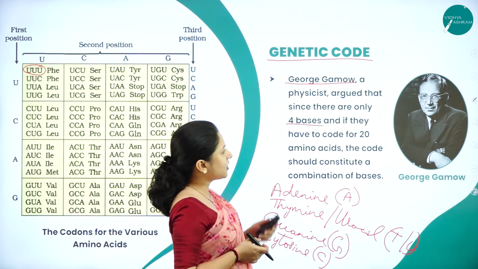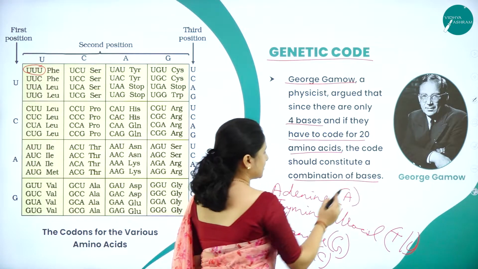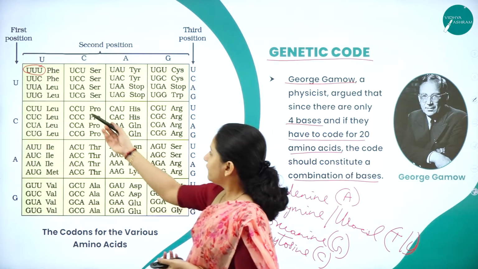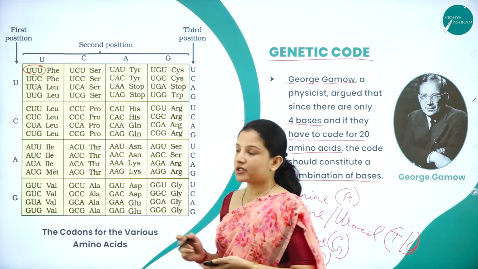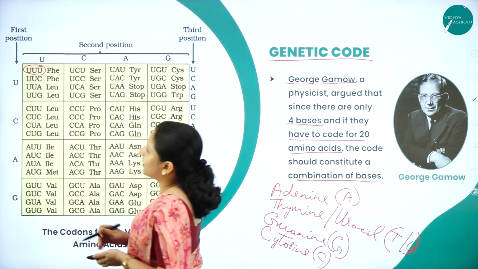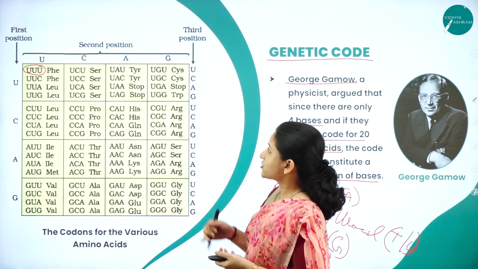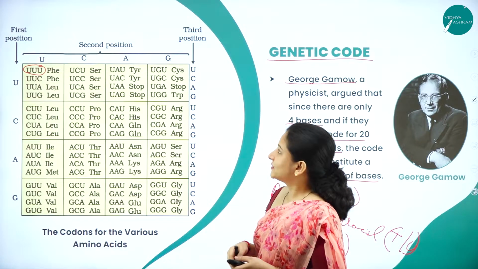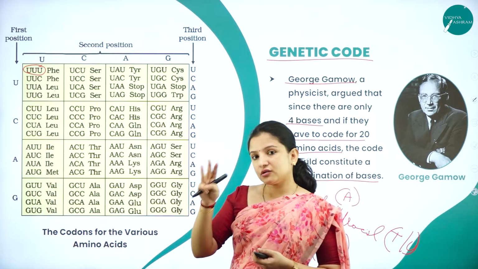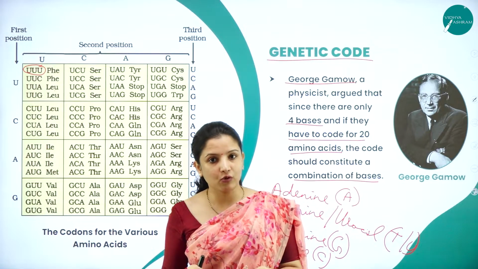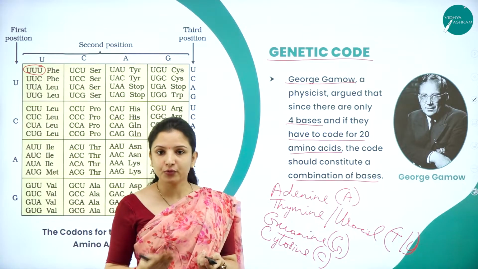If they have to code for 20 amino acids, the code should constitute a combination of bases. As you can see here, we have UUU, UUC, UUA, UUG, CUU. Like that, they have made combinations. Imagine if just 2 combinations were there, then 20 different amino acids were not possible. So they made combinations of the 4 bases, put a table like this, and found that because the codons are expressed as triplet codons, it is possible for the mRNA to specify the 20 different amino acids needed for protein synthesis.